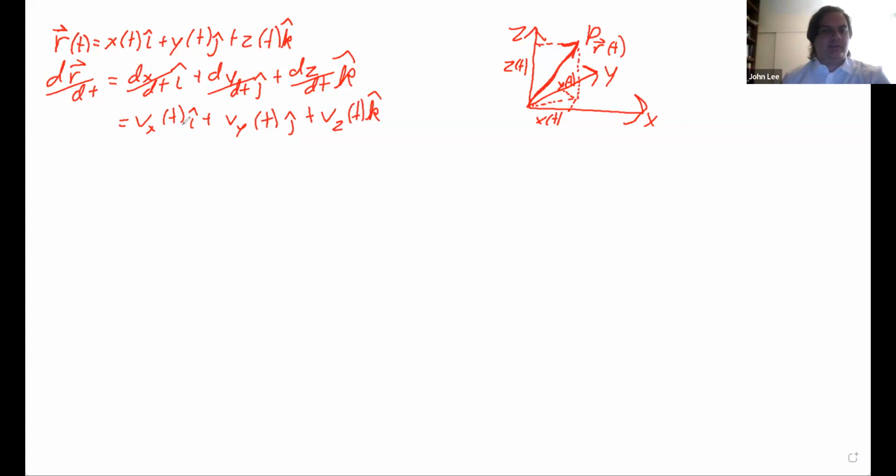They're all pointing in different directions, and the way that you take the derivative doesn't change anything based on the vectors. So you have x, y, and z in their x, y, and z directions. And then when you take the derivatives, vx, vy, and vz are still all in the same directions, in the x, y, and z directions respectively. So this is equal to the velocity vector.